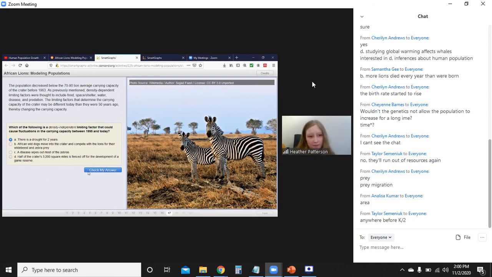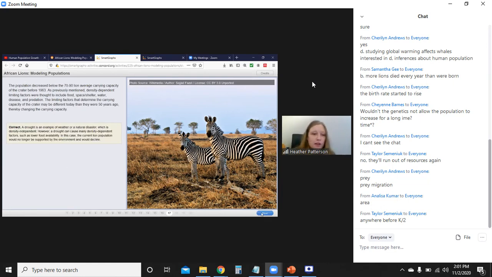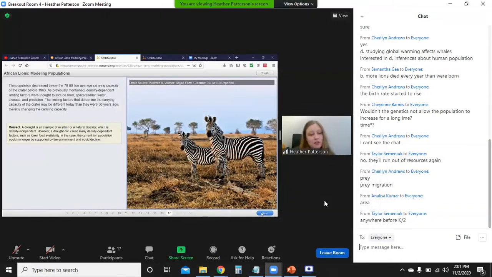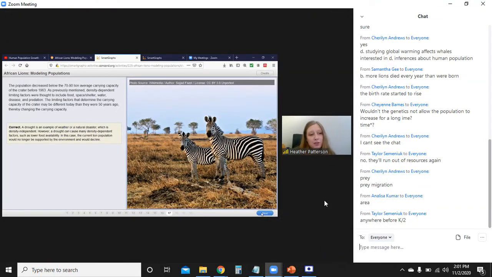density dependent, right? So the drought has nothing to do with how many lions there are. If there's a drought, their population is going to go down. So yeah, it's an example of weather or natural disaster, which is density independent. But a drought can cause many density dependent factors, such as lower food availability. So in this case, the current lion population would no longer be supported by the environment and would decline.